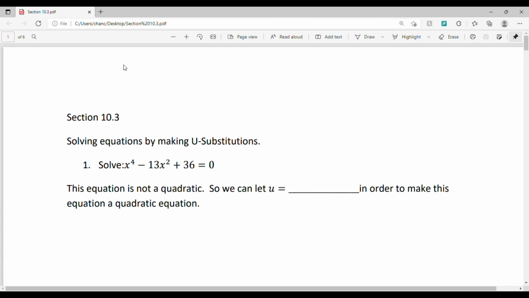Let's look at section 10.3, solving equations by making U substitutions. In example 1, we have x to the fourth minus 13x squared plus 36 equals 0.